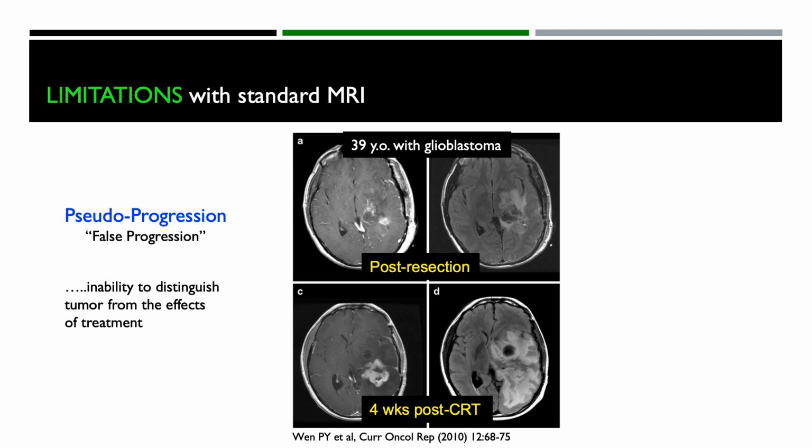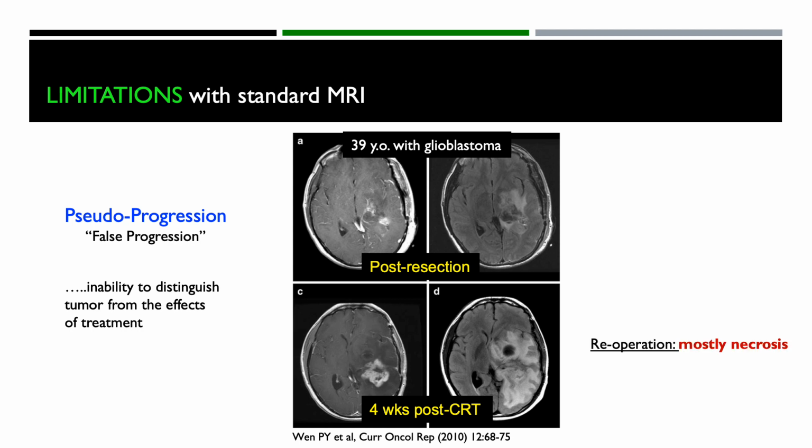An example of this is shown here in the middle. This is a patient, a 39-year-old with a glioblastoma, and this is immediately after surgery or post-resection. 4 weeks later, after the chemoradiation therapy, it looks like things are getting worse. The enhancement is increasing. The area of the FLAIR signal showing the edema is also increasing.